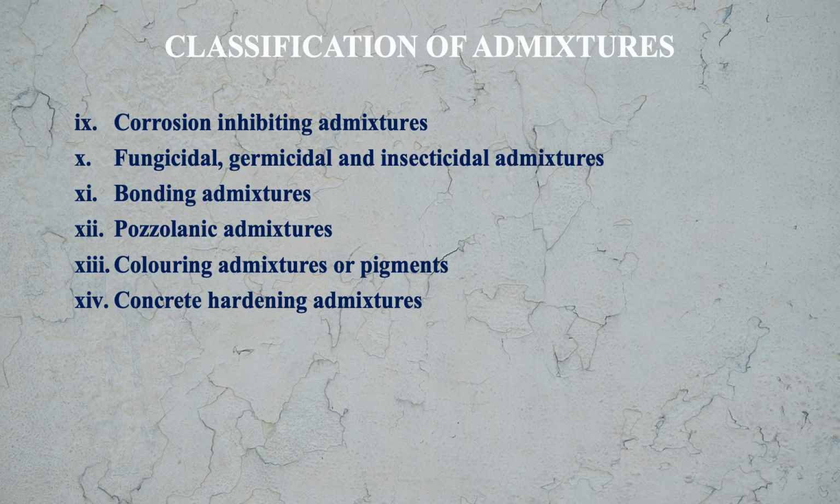In addition to these 13, there are 2 more: concrete hardening admixtures and super plasticizers. So that way we have 15 categories of the admixtures. So let us discuss these one by one. First of all, we will discuss accelerators.